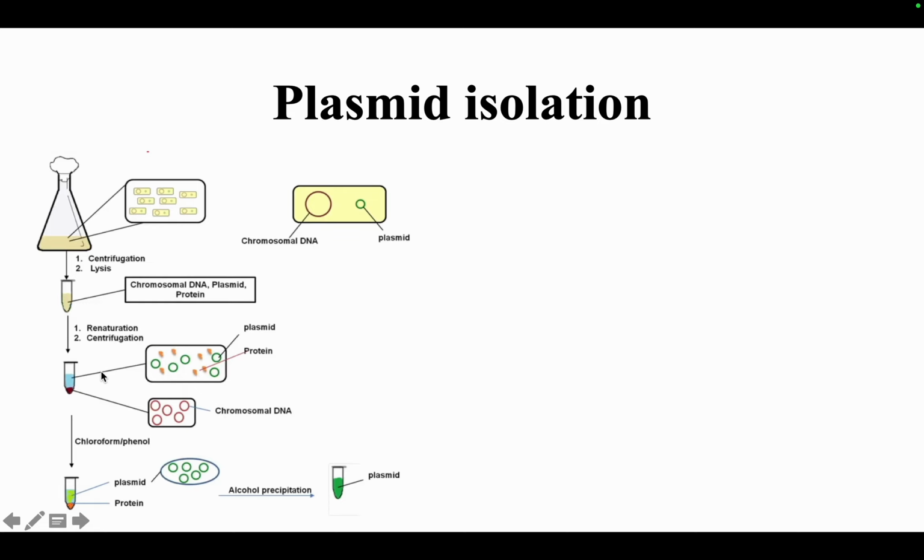Okay, and this plasmid can be further purified, and all the protein which is present can be removed by phenol chloroform separation, and then we'll get a pure plasmid with us. Then further we can purify this plasmid by doing alcohol precipitation. Okay, so we'll have this pure plasmid with us.